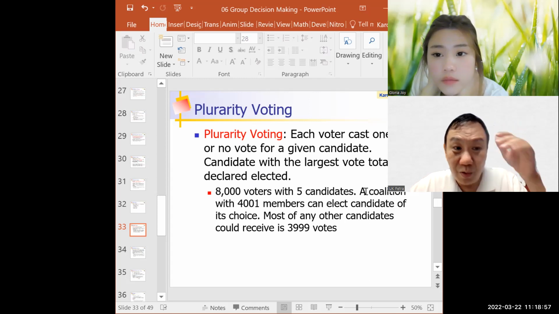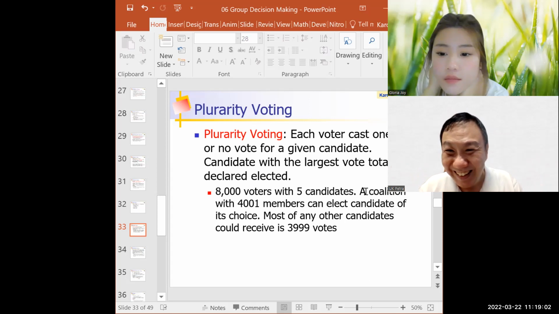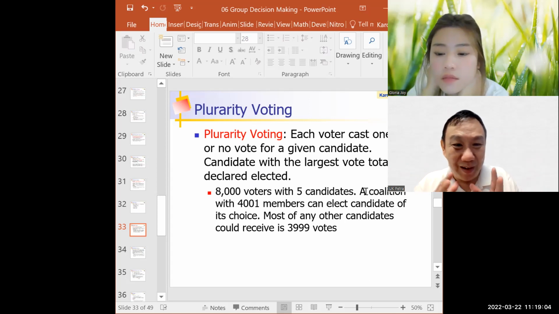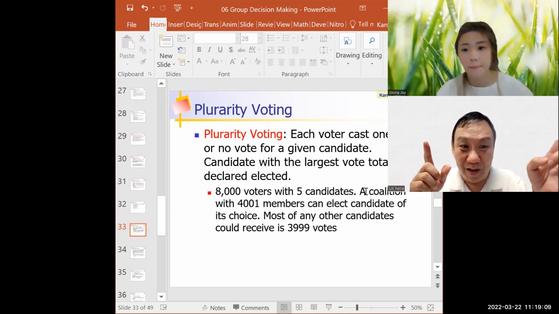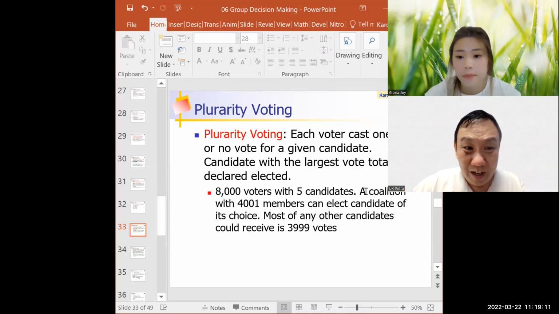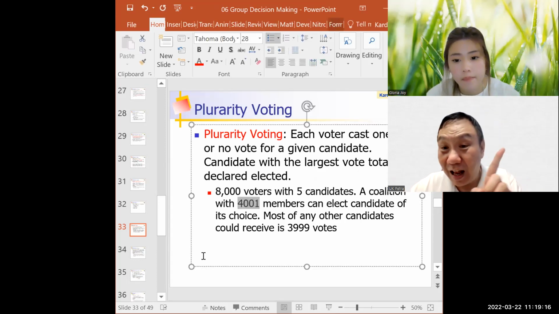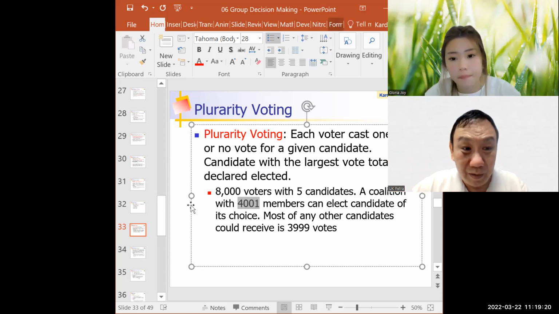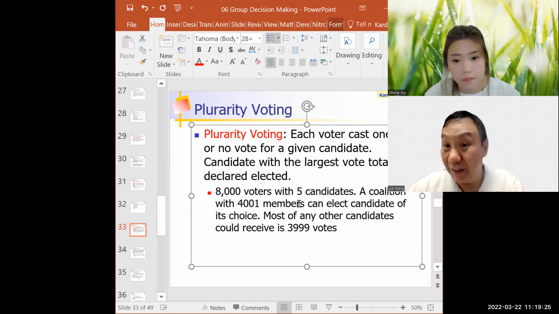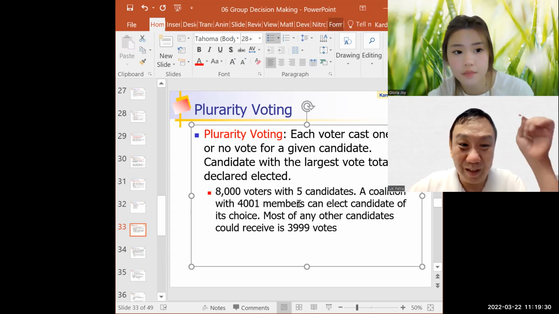Okay. And now you are a party, right? So you want to form a coalition, right? So then you check the other parties, how many votes they have, right? So a coalition of 4,001, that is half and 50% plus 1, right? Majority. So 4,001 members can elect the candidate of their choice because it's a majority win, right? This is plurality voting.